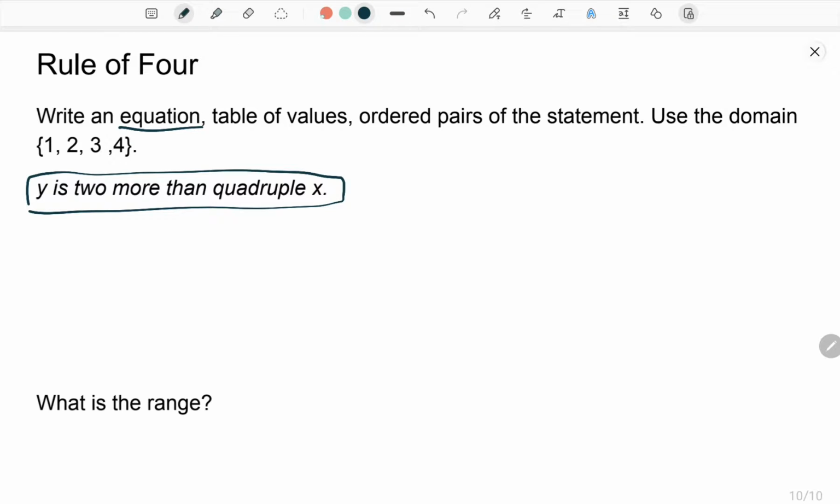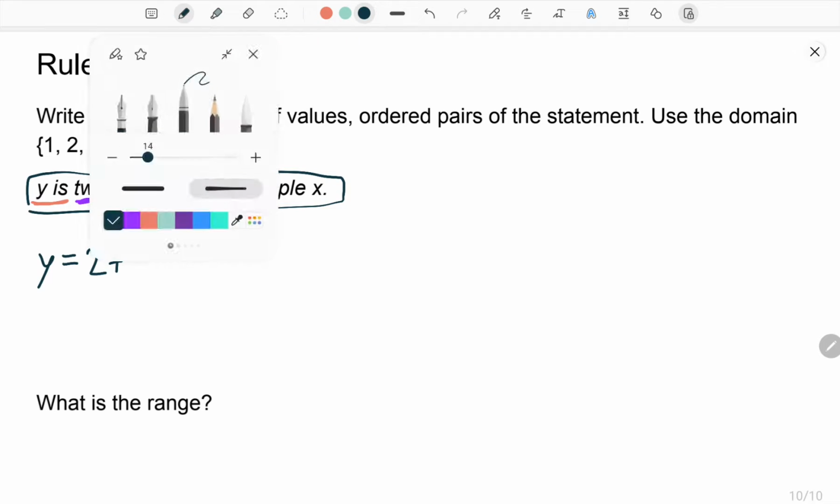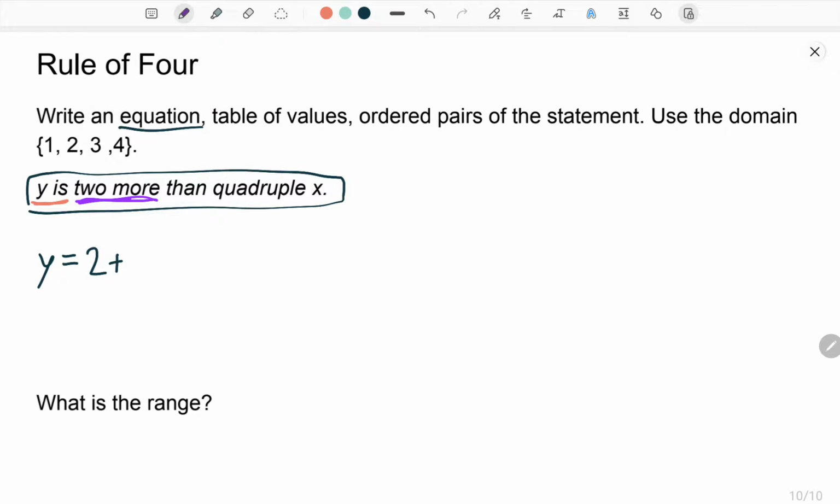So we have y is, so that's in a sense saying y equals. So we're translating it into math speak, let's say. 2 more than quadruple x. So 2 more, that's like saying 2 plus or plus 2. We'll write it in the order that it's coming in here, but we can always rearrange it.